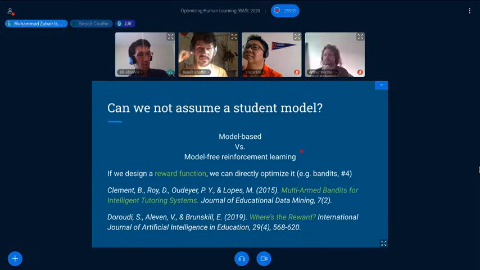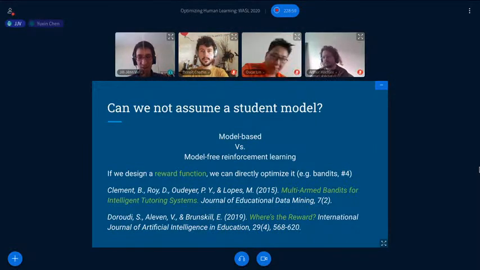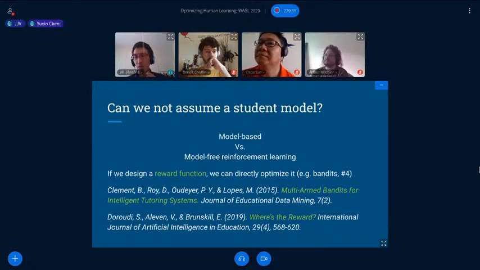Maybe I would like to ask Yushin, by the way: in your system, you want to optimize the recall curve over time, right? So your technique is focused on this reward function. My question is, do you need to know the student model, and do you need some assumptions over the underlying student models?